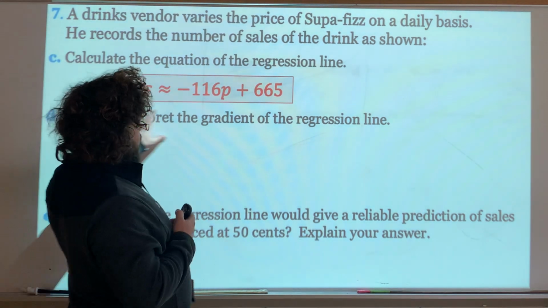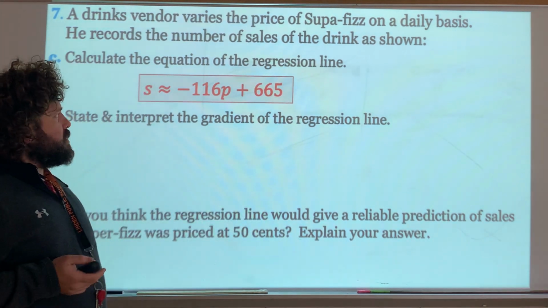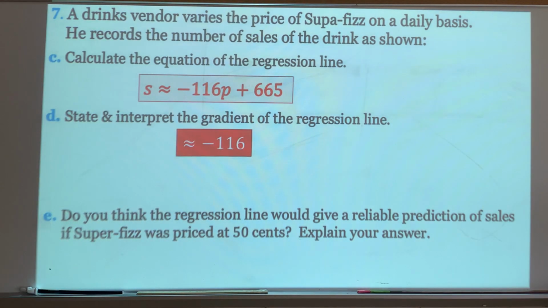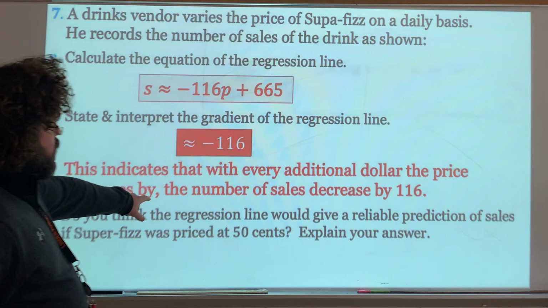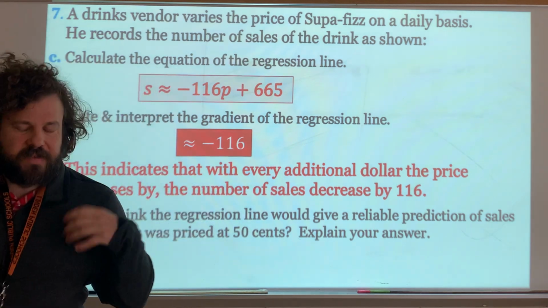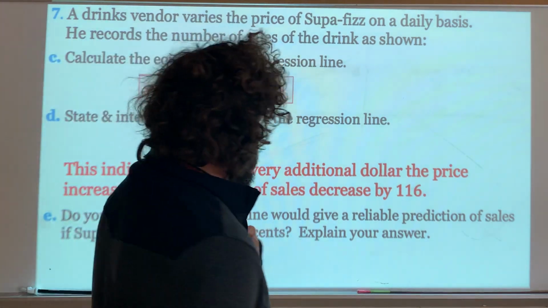State and interpret the gradient of the regression line. So which one of these is the gradient? Negative 116. Interpret it. What does that mean? A drinks vendor varies the price of Superfizz on a daily basis. With every additional dollar the price increases by, the number of sales typically decreases by 116.